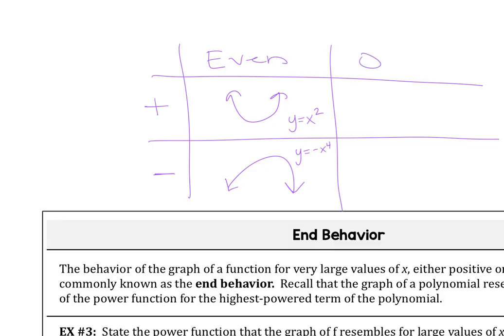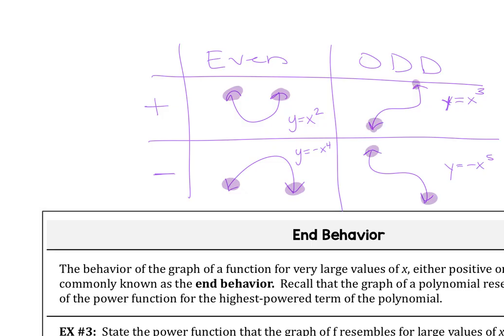And then if we have an odd exponent, if it's positive, it starts on the right and goes to the left. So for example, y equals x cubed. And if it's negative, it starts on the left and goes to the right, so y equals negative x to the fifth. This is really important to help you understand end behavior because we're looking at where our graph ends and in what direction it's heading.